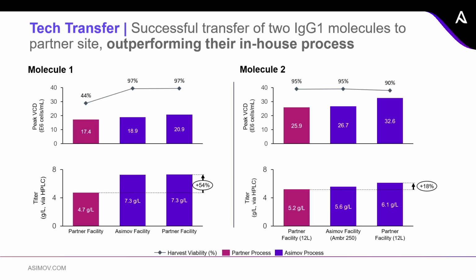For molecule 2, we wanted to take that a little bit differently because that partner wanted to go straight to the 12-liter. And so you can see here, we did the partner process again in pink. You can see that it had around the same VCD as our process. However, when we moved to the 12-liter at their facility, we had a slightly higher growth at 33 million, and that increase translated to a 20% higher titer compared to the partner facility using their process. So with both of these molecules, we were able to demonstrate consistent scalability and transfer of their process, outperforming their process.